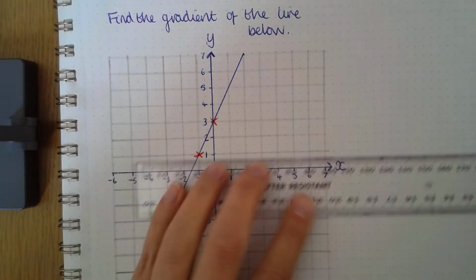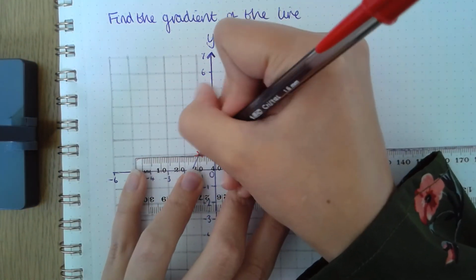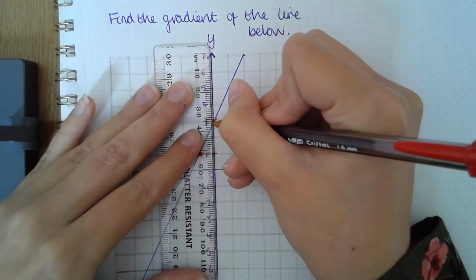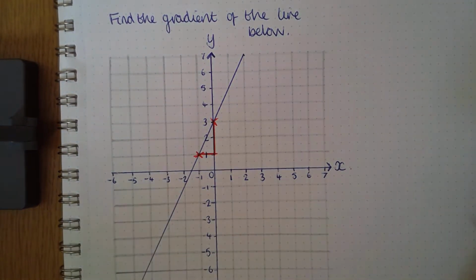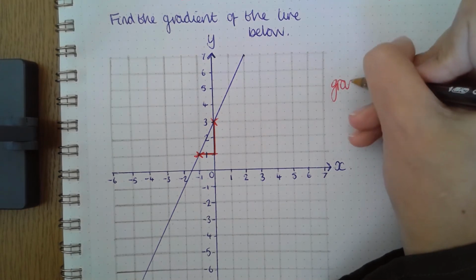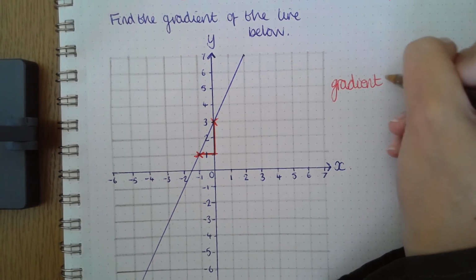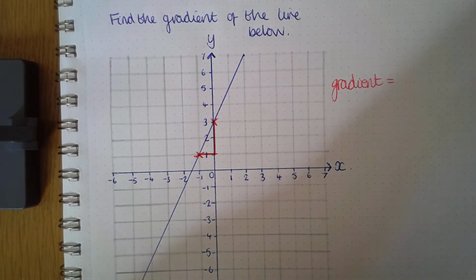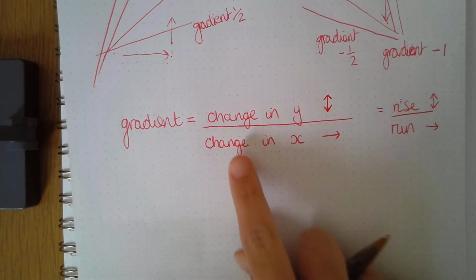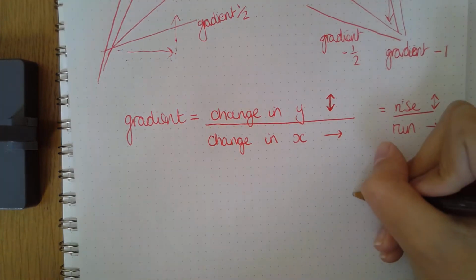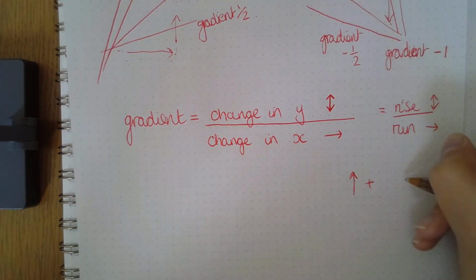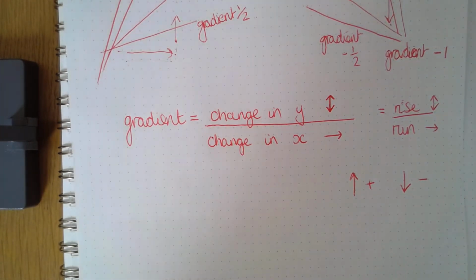So along to the right first, and then up or down. This time I'm going up. Okay. So my gradient is, I pick change in y, so how much it goes up or down. Remember, if it goes up, then it's positive. If it goes down, then it's negative.